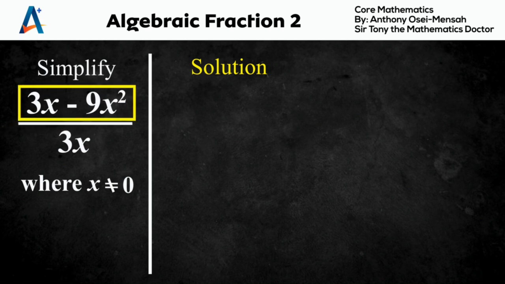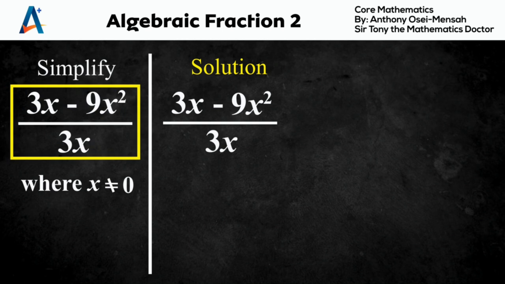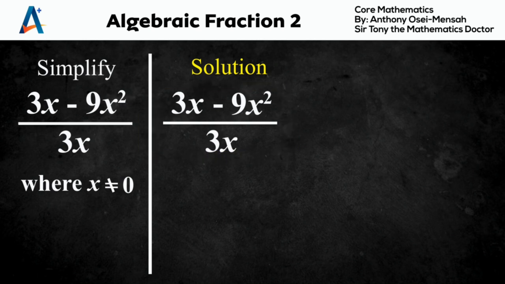So the expression is 3x minus 9x squared, all divided by 3x. Please take note that x is not equal to 0. This makes the entire expression defined. Before we simplify this particular expression, we need to know the nature of this expression.